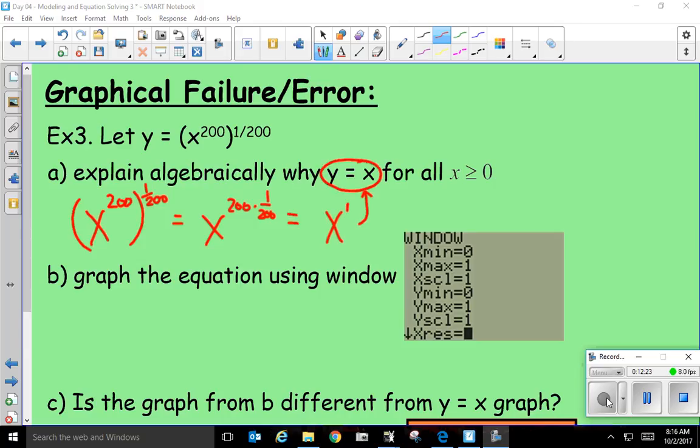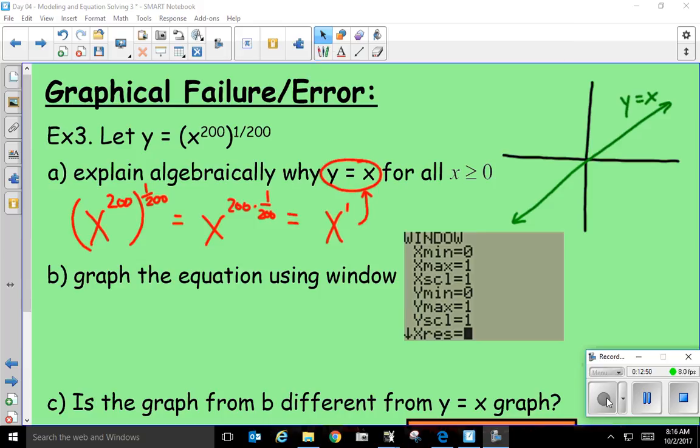That's legit. And what does the graph of that look like? What does the graph of y equals x look like? It's a diagonal line that goes which way? Up and to the right. This line right here, that's the line y equals x, correct? It is.